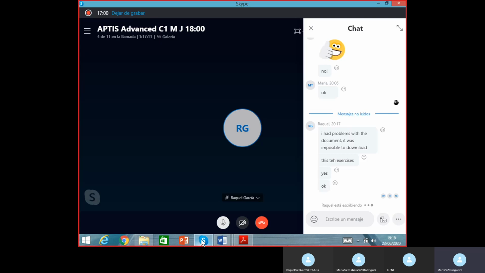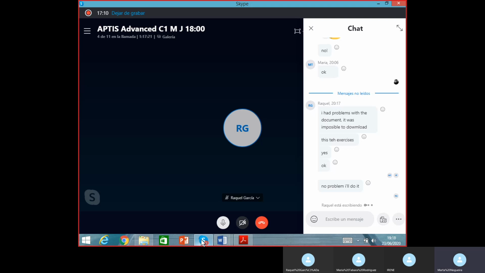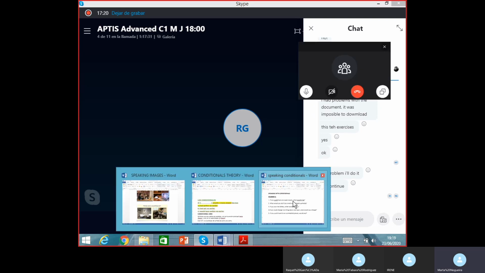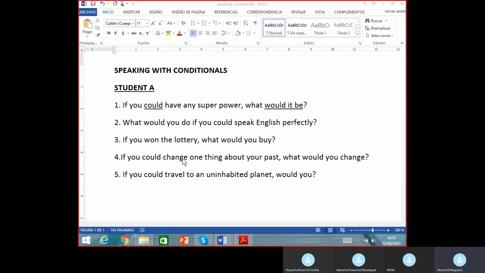Let me see what Raquel is writing. Okay. So I'm going to do the rest. Okay, if you are shy, at least if you're not sharing in the class, it doesn't matter. But think about the answers. If you won the lottery, what would you buy? If I won the lottery, I would buy a very expensive house to live in.